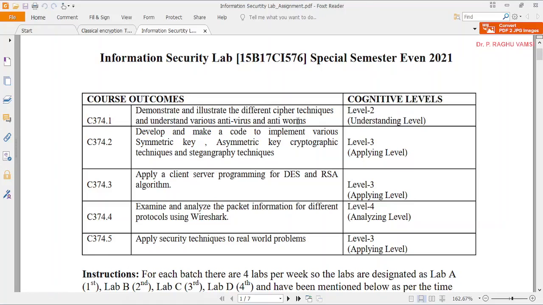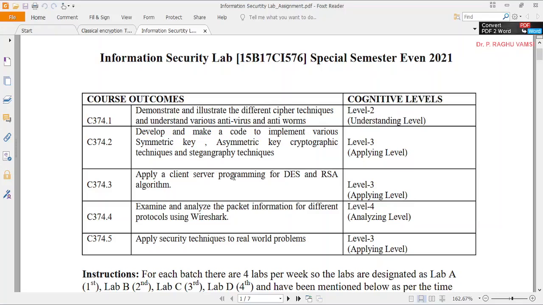The first one is to demonstrate and illustrate the different cipher techniques and understand various antivirus and anti-worm concepts. So this is a basic understanding level. Next one is to develop code to implement various symmetric key and asymmetric key cryptographic techniques, steganography techniques, and apply client server programming. Anyhow, this client server programming you might have done in the computer networks and IoT lab previously. So the same concepts can be utilized here for implementing the data encryption standard and RSA algorithm.